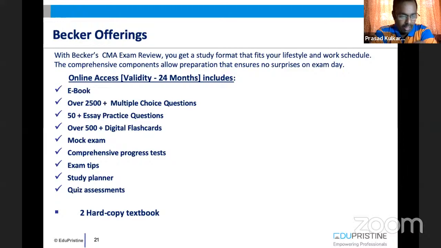There is a mock exam that is evaluated very seriously, just like in exam conditions. There are also comprehensive progress tests. As you prepare for the MCQs online, there will be progress tests, and you will get to know your progress. You have appeared for 100 questions.